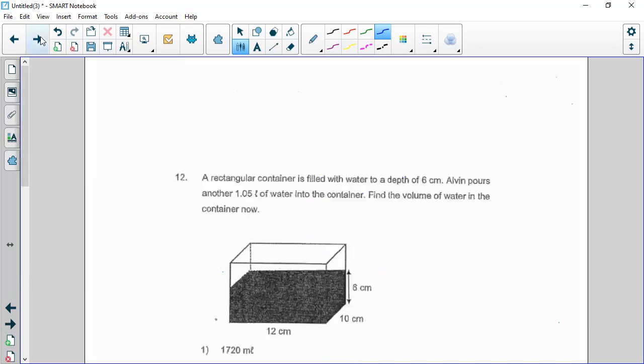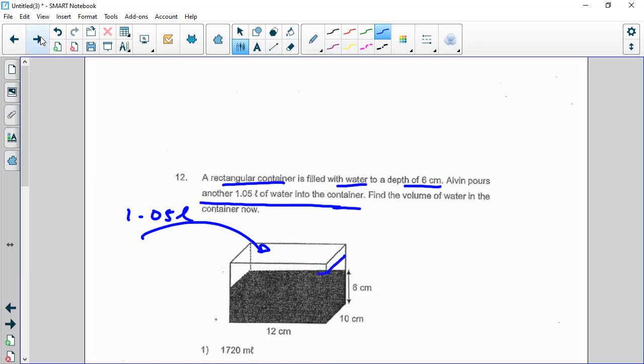Okay, question 12. A rectangular container is filled with water to a depth of 6 cm. Alvin pours another 1.05 liters of water into the container. So draw something, all right? Ms. Tong told you a method, which is to draw a diagram. So put something onto your picture so that it looks clearer. So what is the volume of the water in the container now?